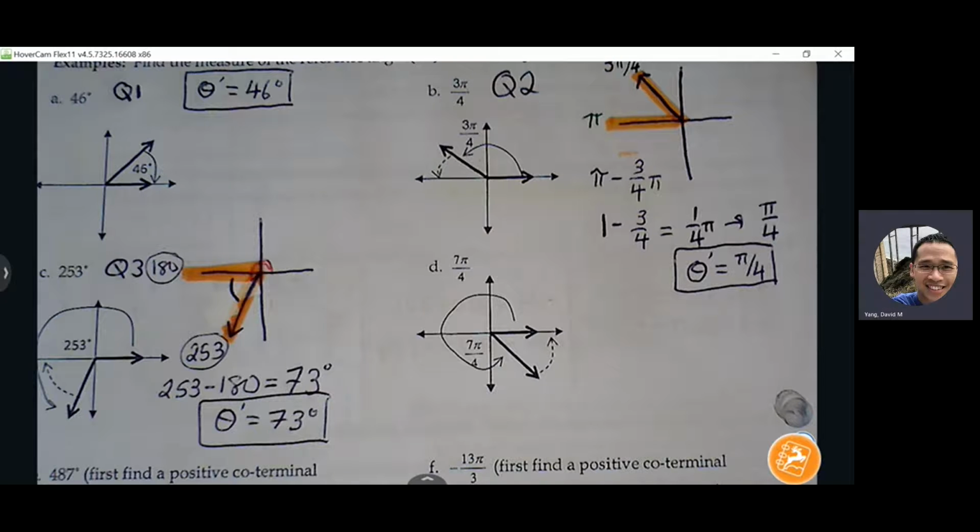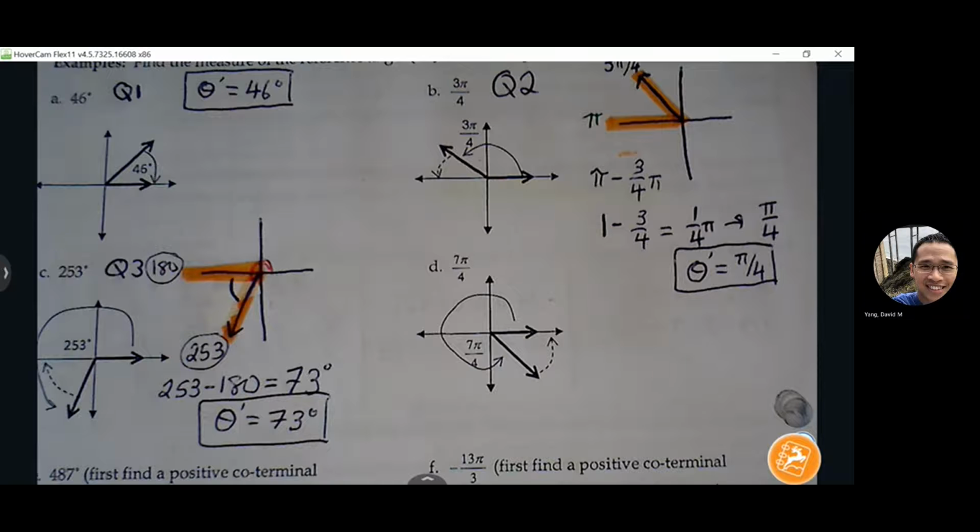Okay, so we're seeing an example of each quadrant. When you're dealing with quadrant 1, you leave it alone. Nothing changes. It's already a reference angle. If something is in the second quadrant, you've got to deal with the 180-degree line, either pi or 180, depending on which units you're in. If you're in the third quadrant, you're also dealing with the 180 line, and you're also subtracting from it.